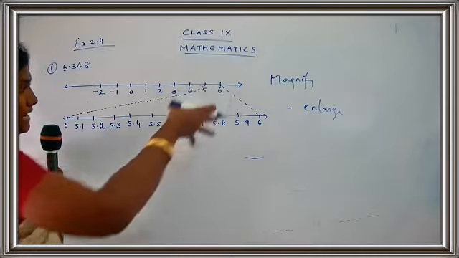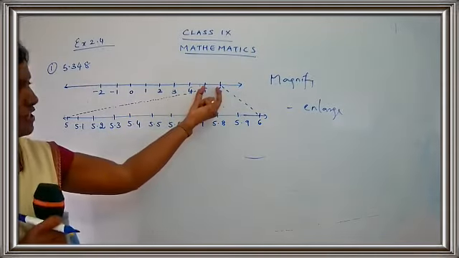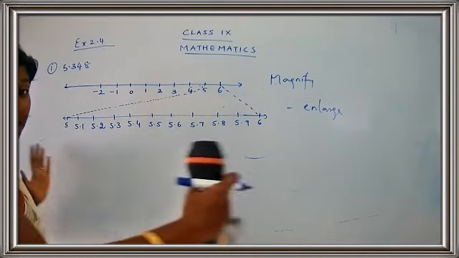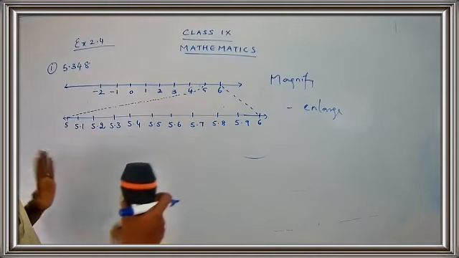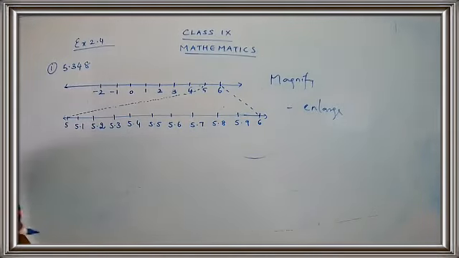So I have magnified. See, this was the smallest area, 5 and 6. Now what we have done, we have enlarged it. So how is the enlarged area? See, 5 and 6. This is enlarged, magnified. 5, 5.1, 5.2, 5.3, 5.4, 5.5, 5.6, 5.7, 5.8, 5.9, 6. Done. Is the second step done, children?